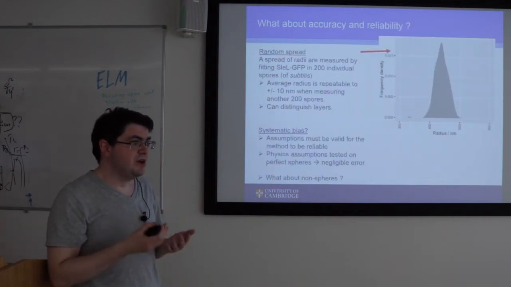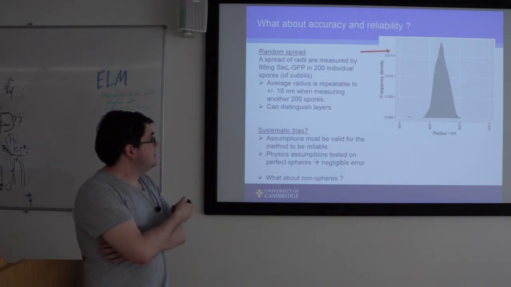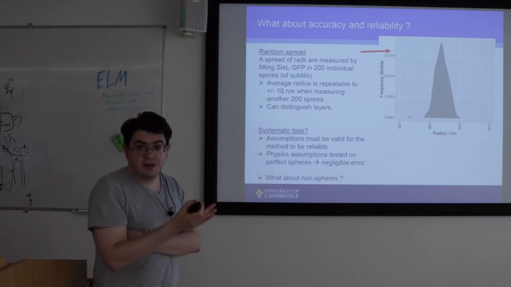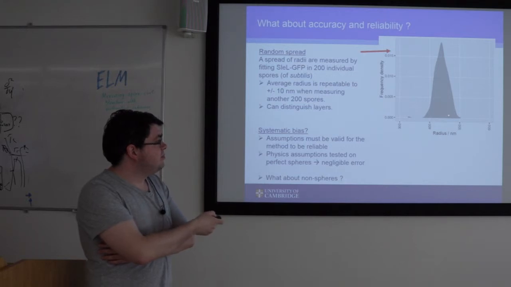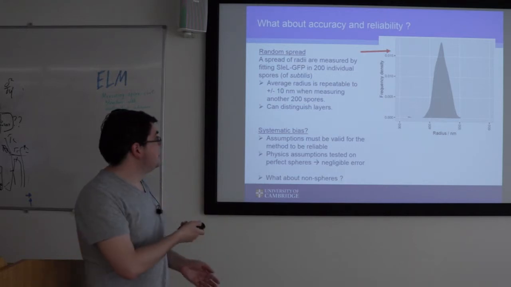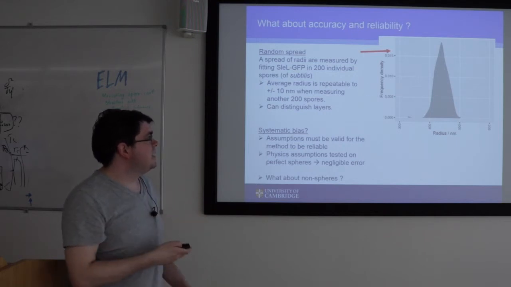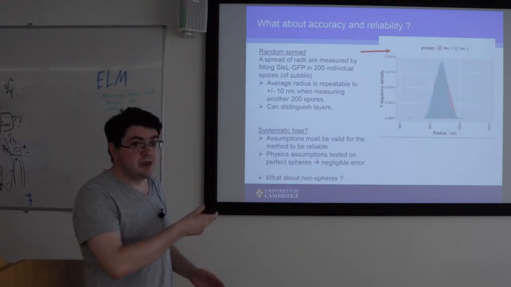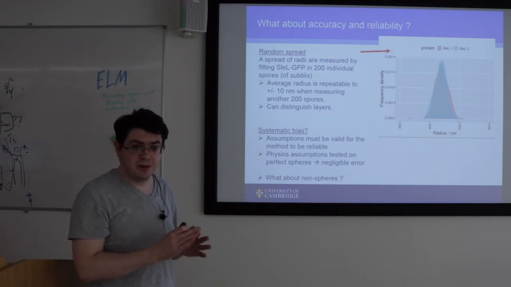But we just needed to show what was the accuracy of this method. Well, we looked at a sample of, say, 200 spores on a cover slip, and we found some distribution of radii for a particular protein layer. This is for the SLAL protein layer with a GFP fusion onto it. And if we repeated that for another batch of 200 spores, we found that the average protein layer was reproducible experimentally to better than 10 nanometers precision.